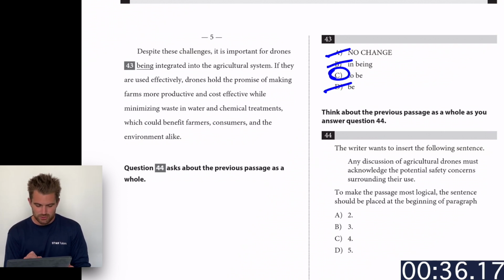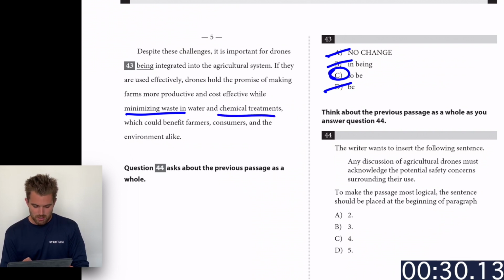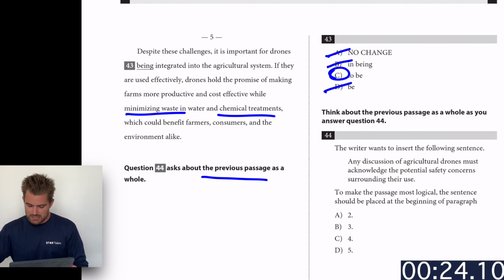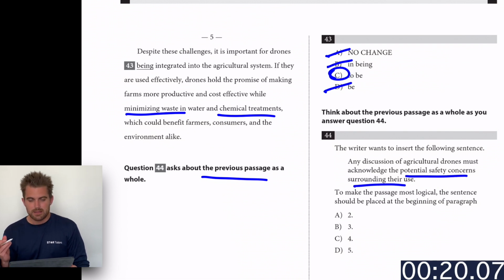If used effectively, drones hold the promise of making farms more productive and cost-effective while minimizing waste in water and chemical treatments, which would. But the previous passage as a whole. So the whole thing's talking about farming. I know we're running out of time here, but it says the writer wants to insert the following sentence: Any discussion of agricultural drones must acknowledge the potential safety concerns. Guys, the potential safety concerns, we just talked about safety concerns with those regulations.